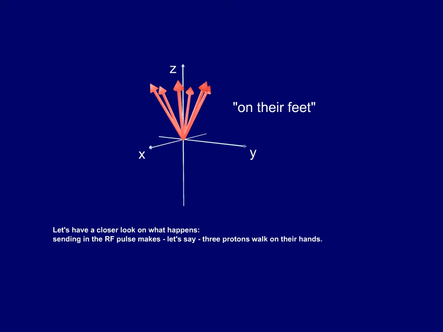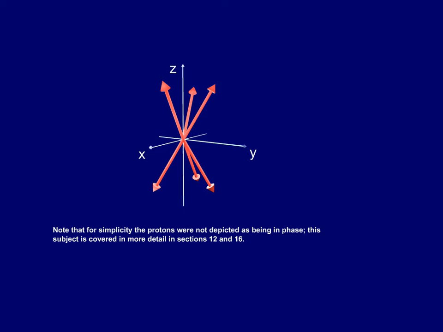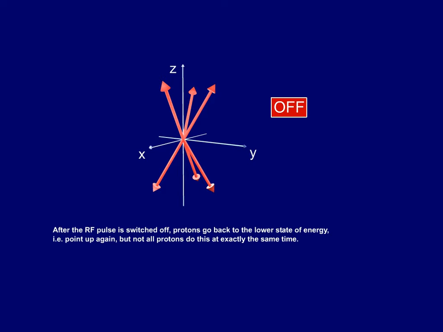Let's have a closer look at what happens. Sending in the RF pulse makes, let's say, 3 protons walk on their hands. Note that for simplicity, the protons were not depicted as being in phase. This subject is covered in more detail in sections 12 and 16. After the RF pulse is switched off, protons go back to the lower state of energy. In other words, point up again.